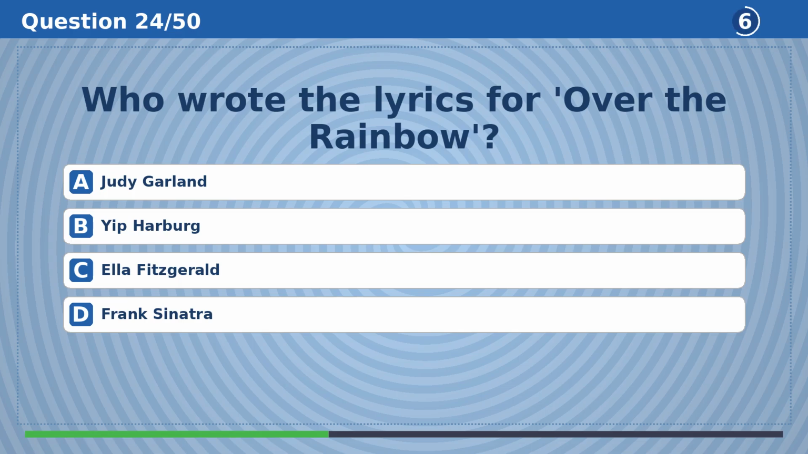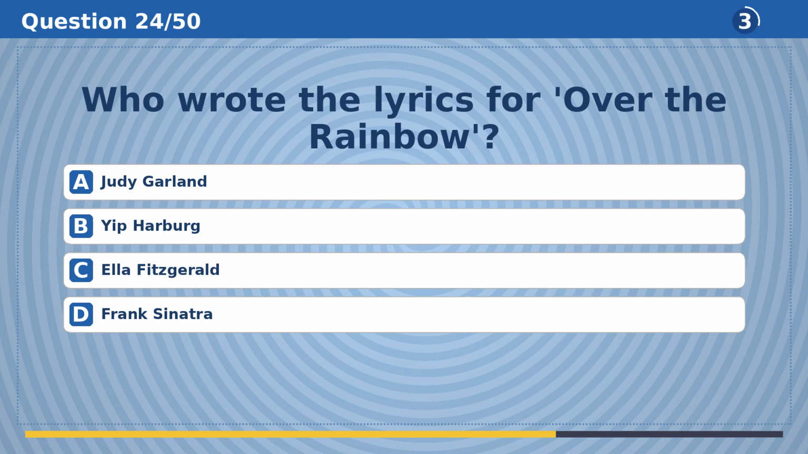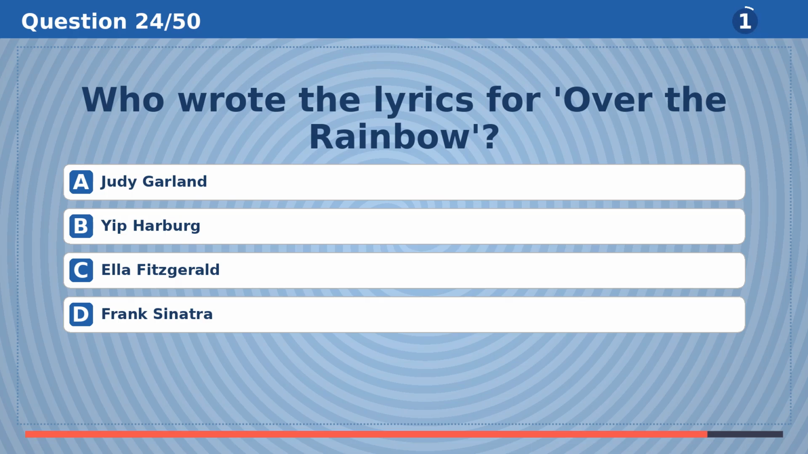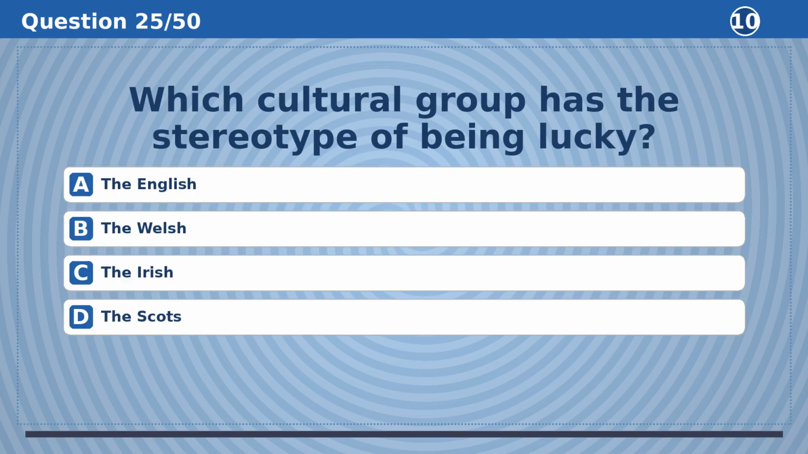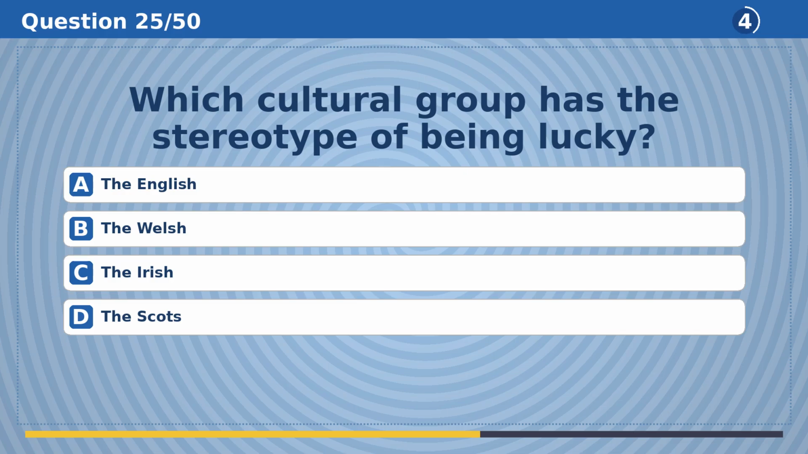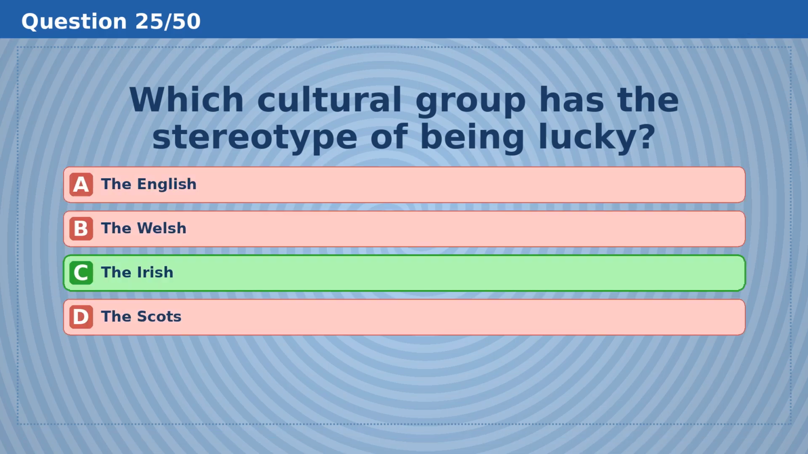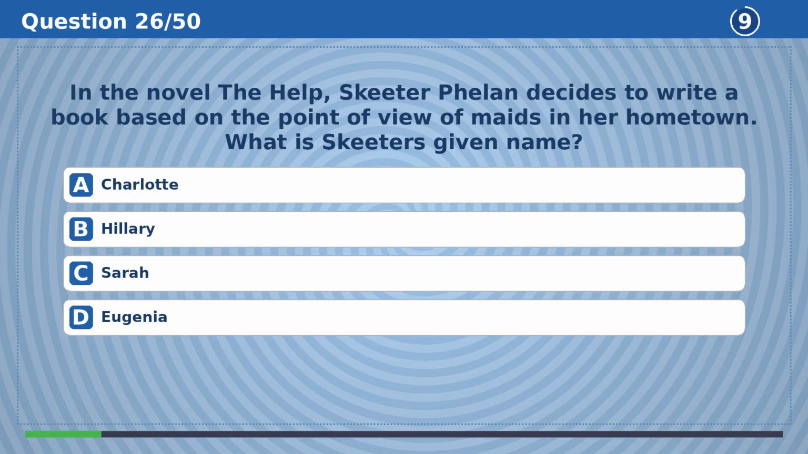Who wrote the lyrics for Over the Rainbow? The answer is B. Yip Harburg. Which cultural group has the stereotype of being lucky? The answer is C. The Irish.